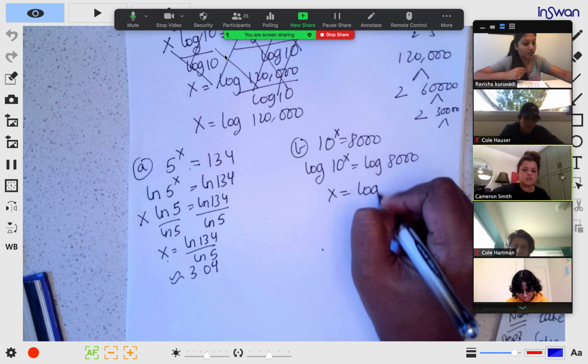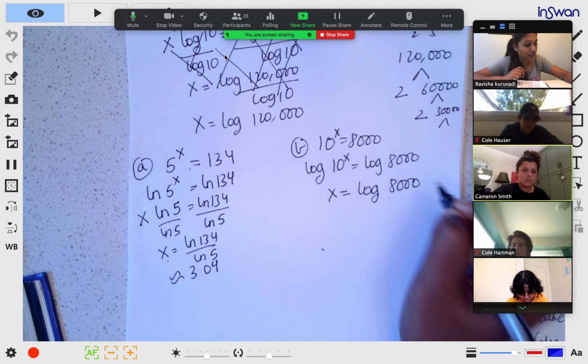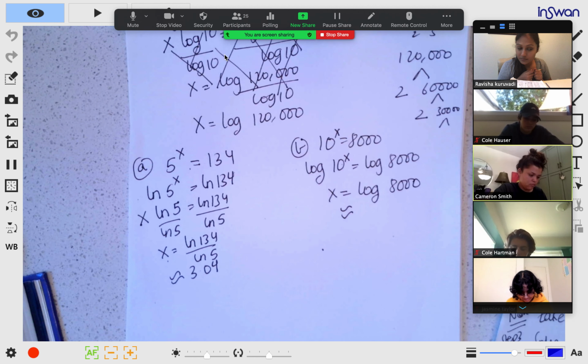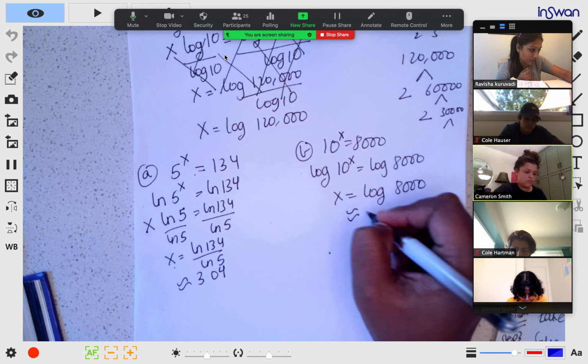And when you solve using the calculator, what did you get approximately? I didn't take the log. Let me do that right now. 3.90. Yes, it's 3.90, correct.